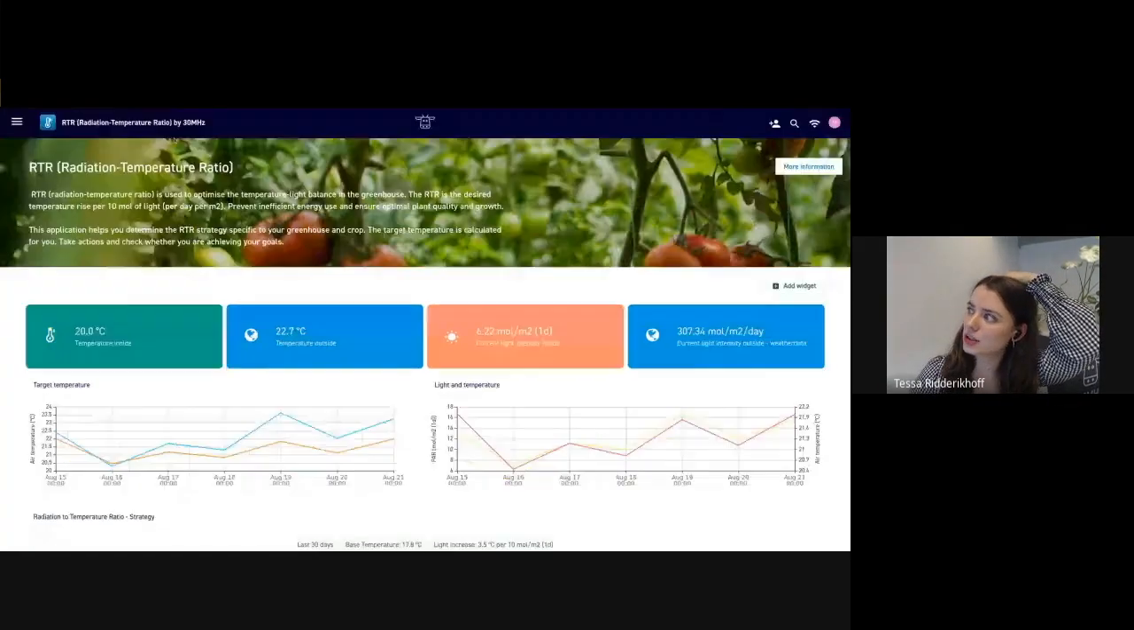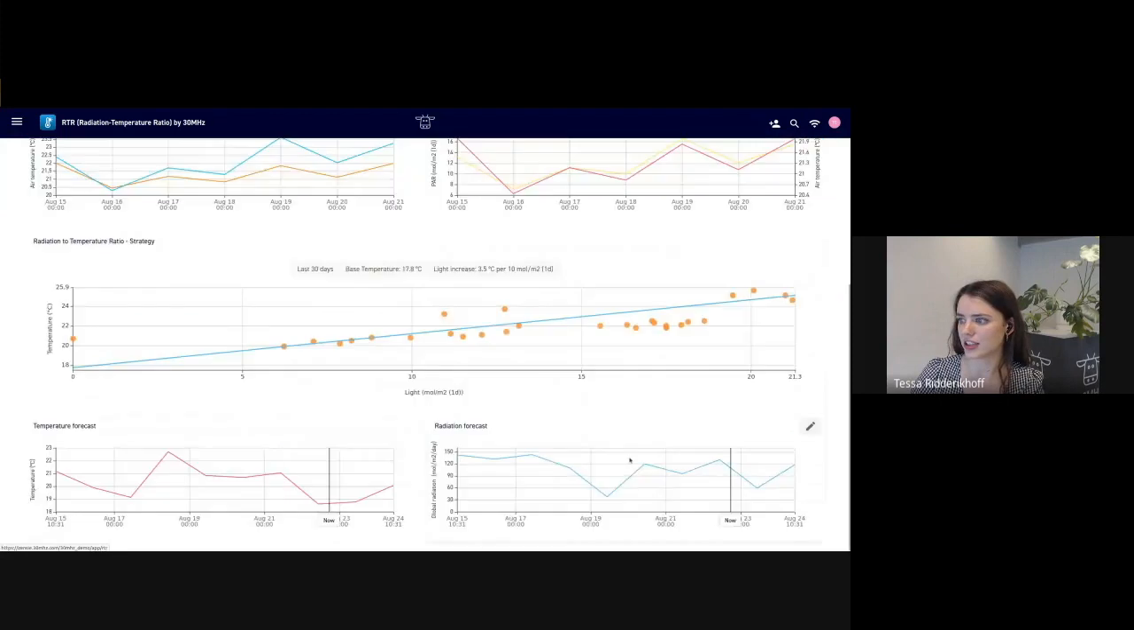So we'll take a look at the actual dashboard. You'll see various things. The center part of this application is this graph. This is really your RTR strategy graph. It shows data points of the last 30 days by default. Every day is represented by these orange dots. You have all these points, and based on that, we create a strategy.